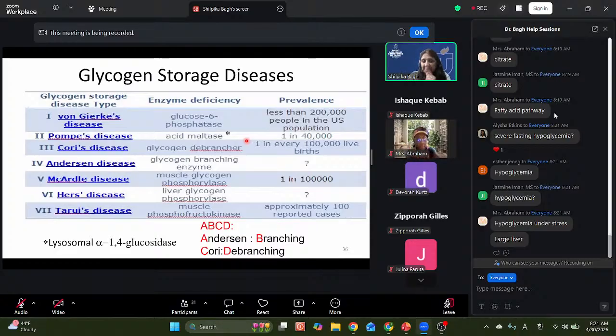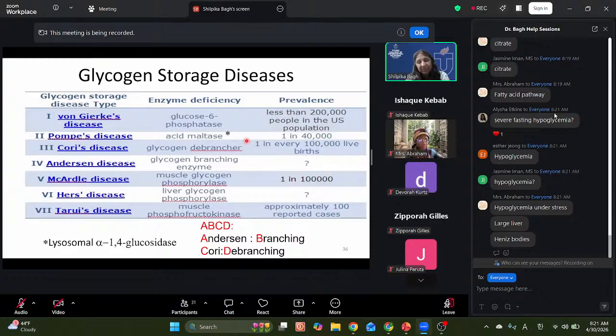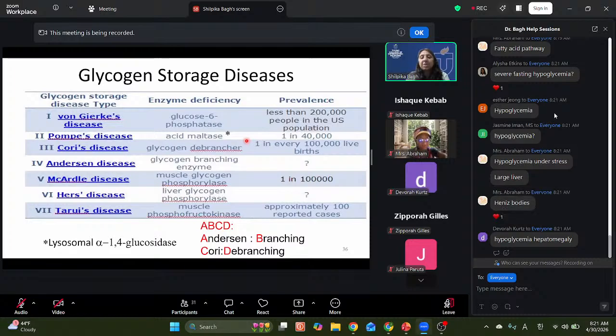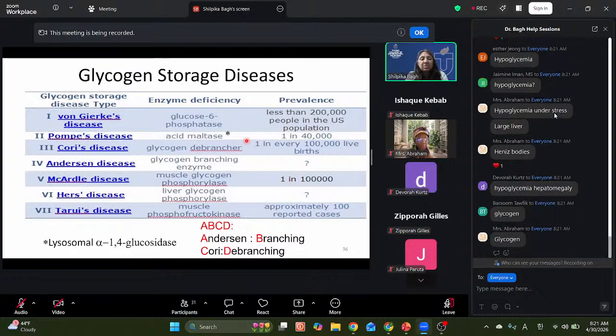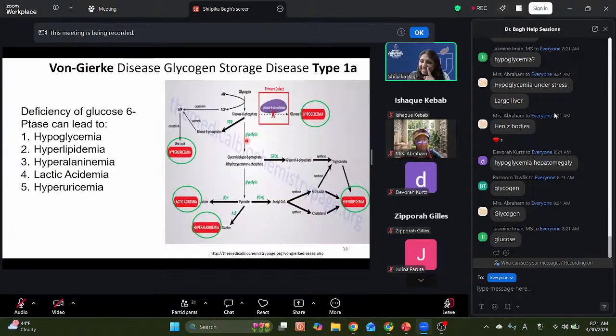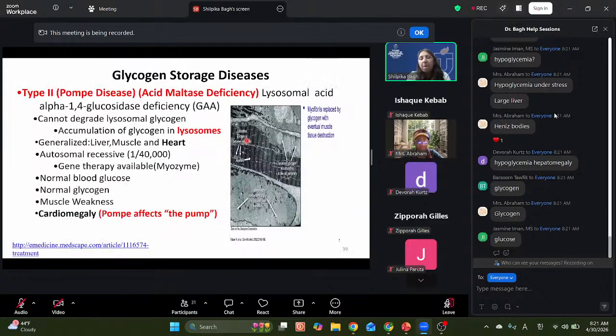But first and primary is enlarged liver. Why is the liver enlarged? Why is there hepatomegaly? What is not being used? Glucose 6-phosphate and glycogen, absolutely wonderful. So we did glucose 6-phosphatase, von Gierke disease. Pompe's does not have hypoglycemia. It's a lysosomal storage disease.